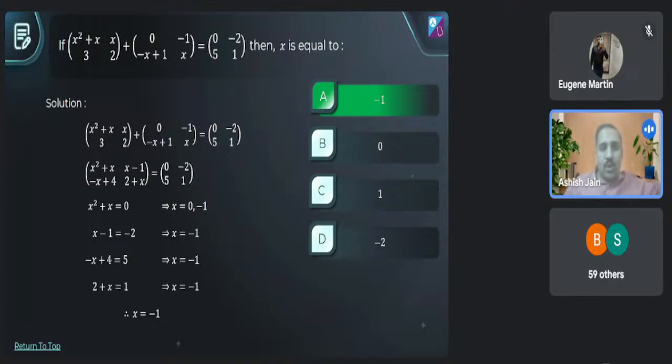Such questions also come. You have to remember the property: if two matrices of the same order are added, it is equal to whatever is given in the right hand side part. Solve it, you will get the value of the unknown variable.